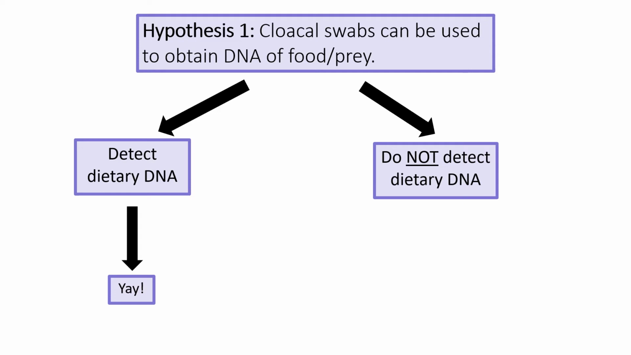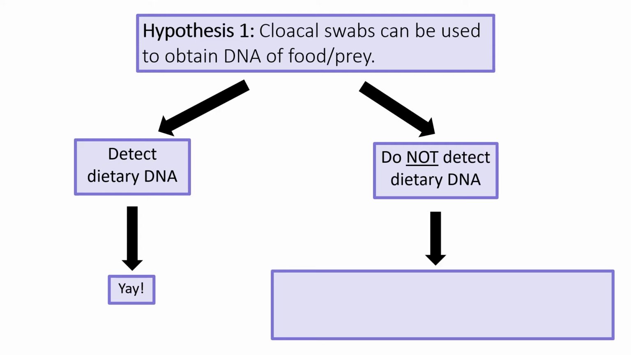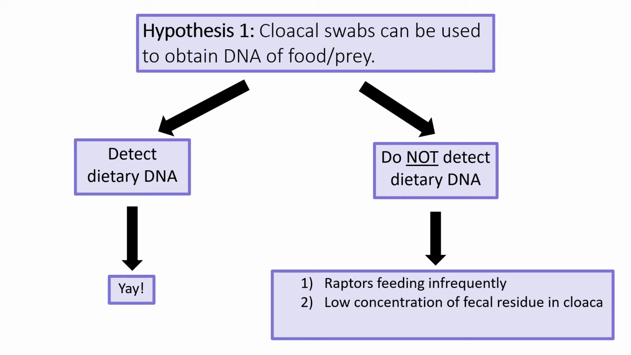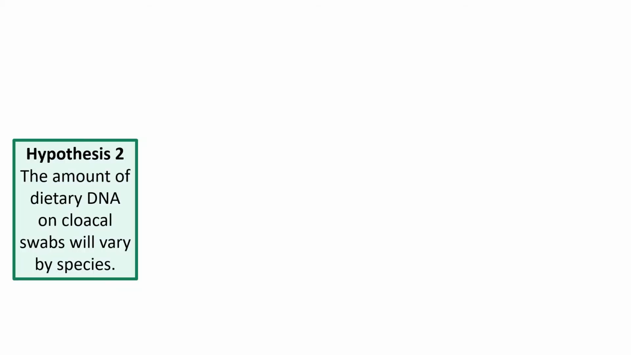And I thought of three possible explanations about why the cloacal swabs might not detect dietary DNA. First, that raptors were just simply feeding infrequently during migration. Second, that even if they were feeding frequently during migration, there would just be a low concentration of fecal residue in the cloaca. And third, that possibly the dietary DNA in the cloaca would just be too degraded to be identified.